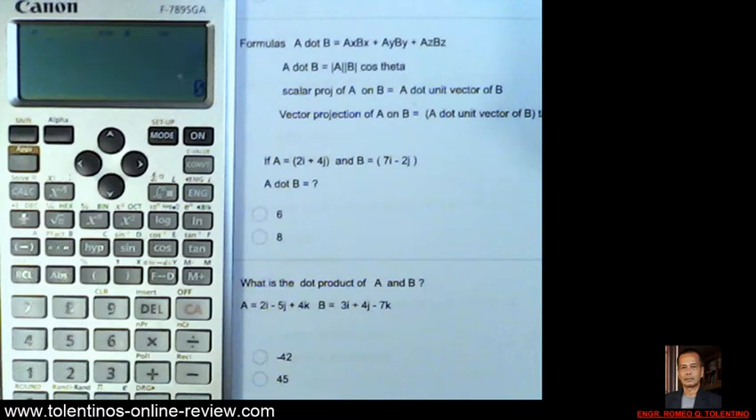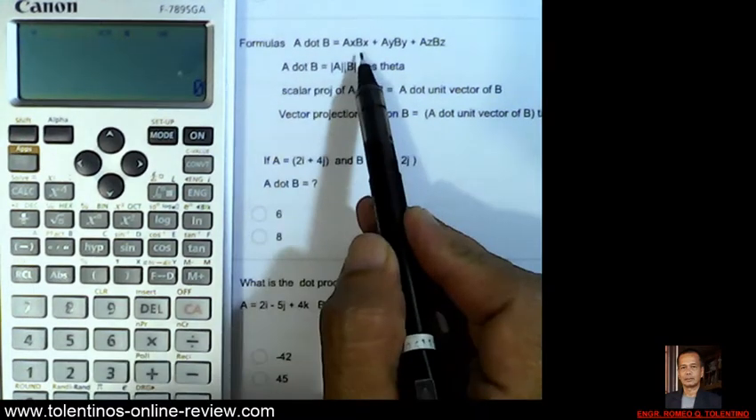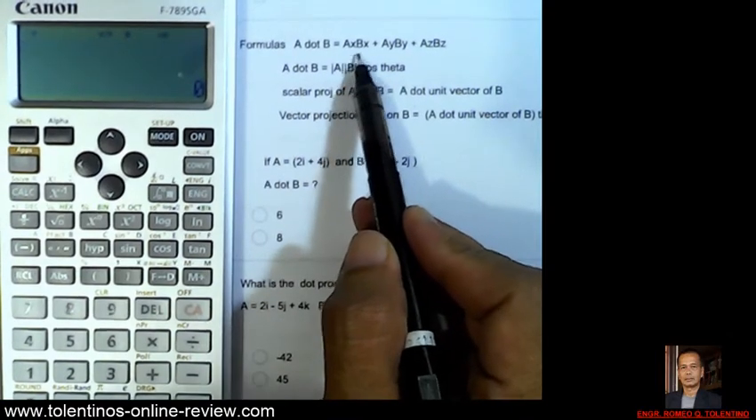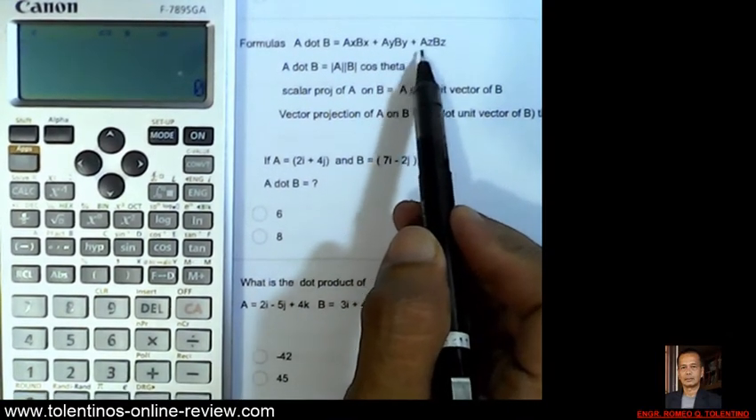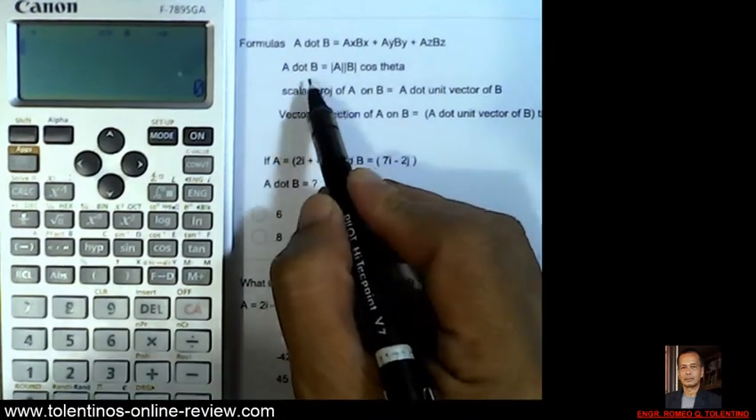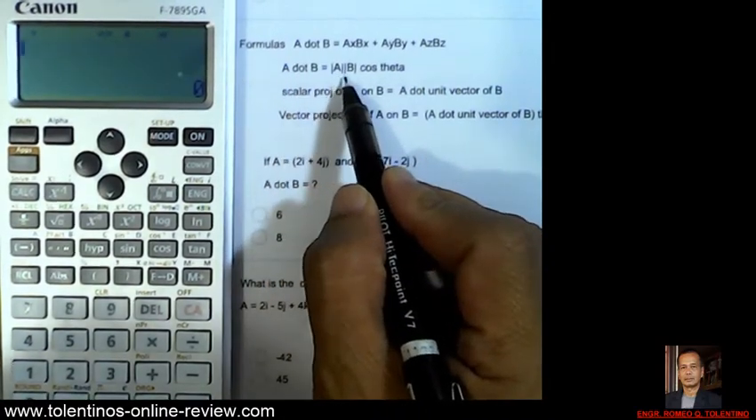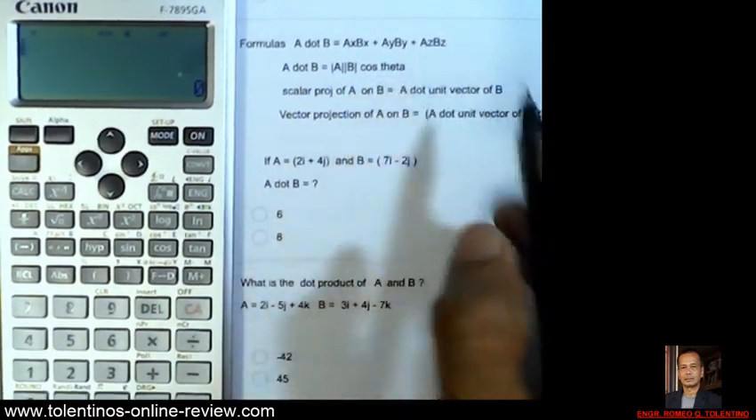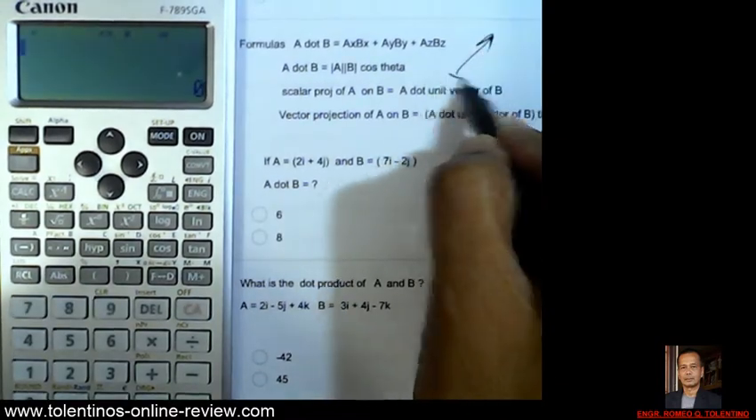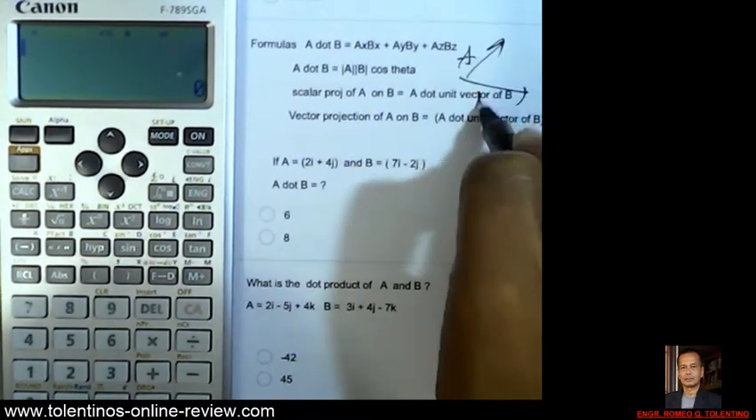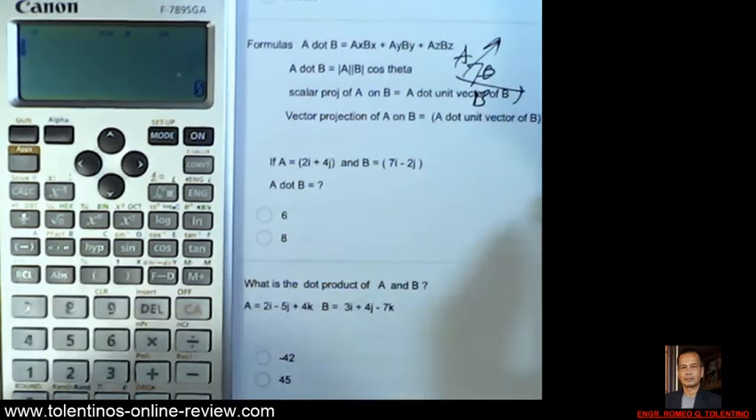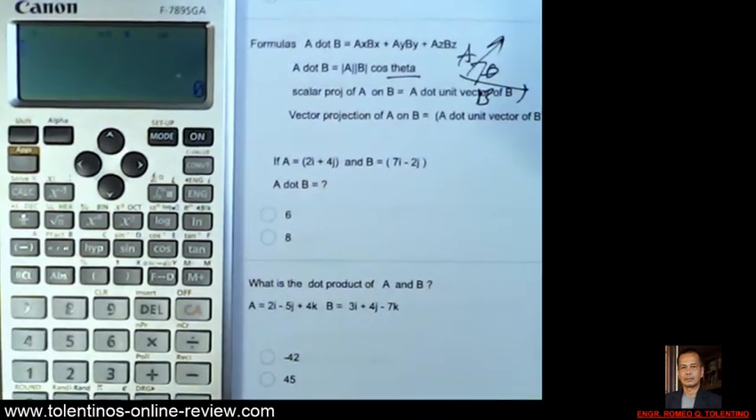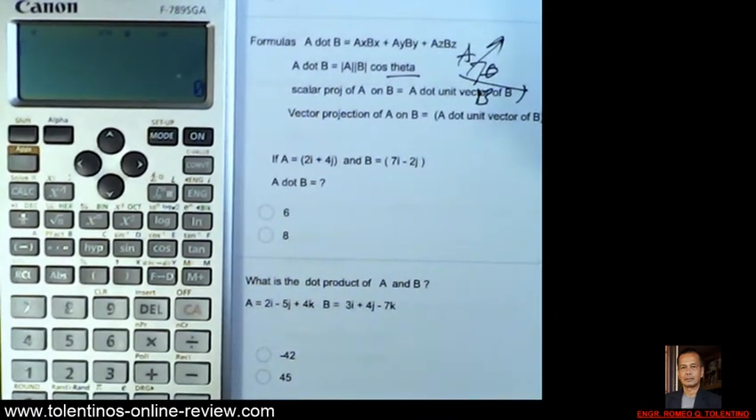Okay, ito naman yung concept ng dot product. A dot B is AX BX plus AY BY plus AZ BZ. Ito yung definition: A dot B is magnitude of A, magnitude of B cosine theta. Yan yung dalawang vector, A and B, ito yung theta. So, yung theta is the angle between them. Okay? So, let's start here.